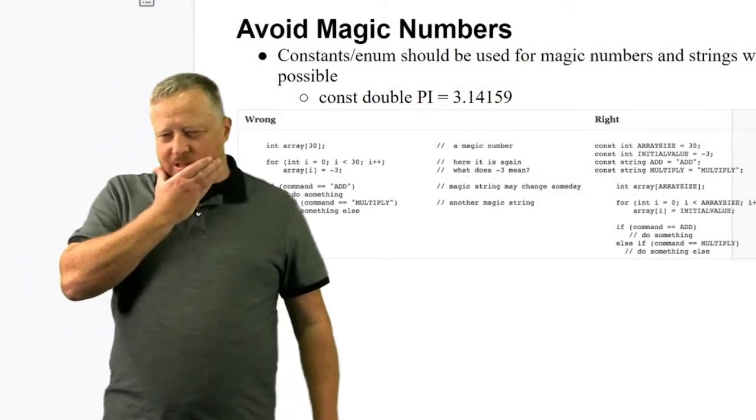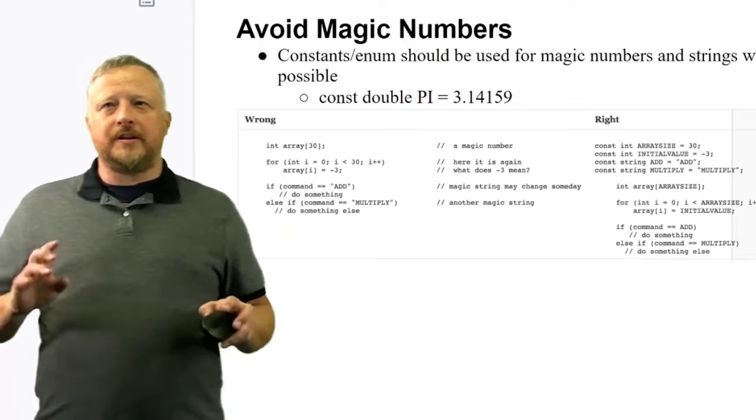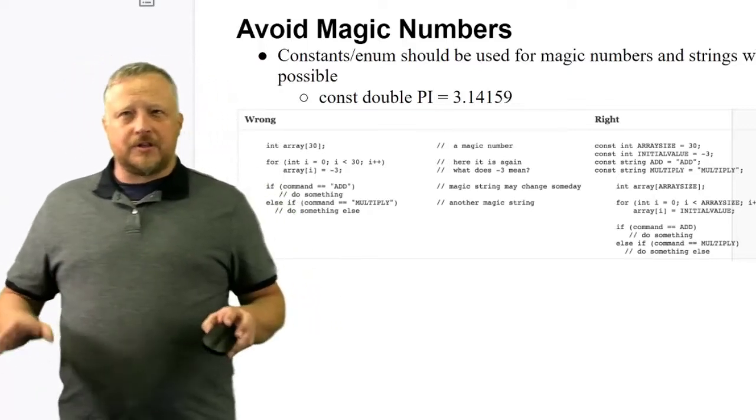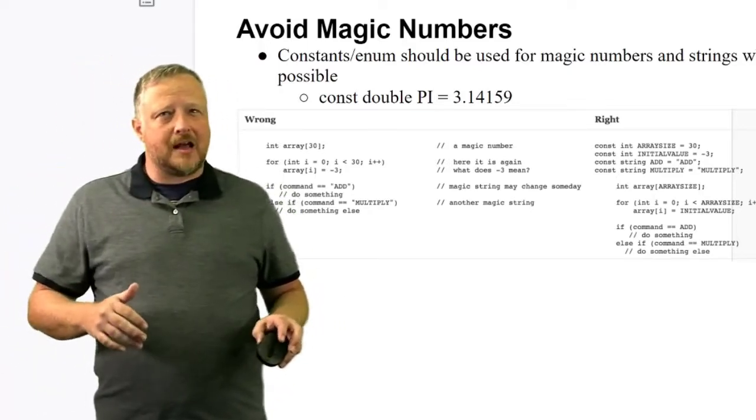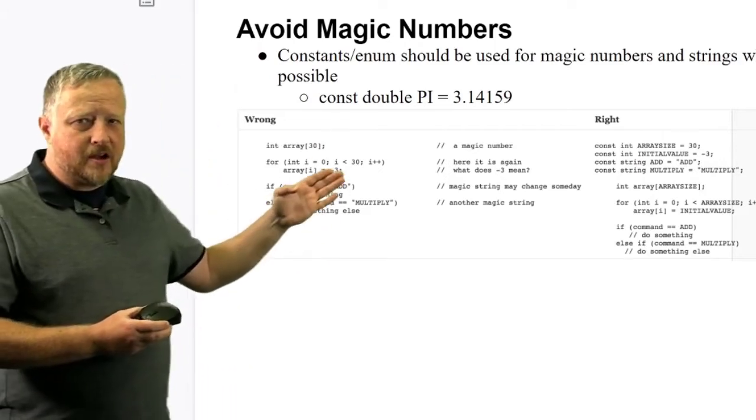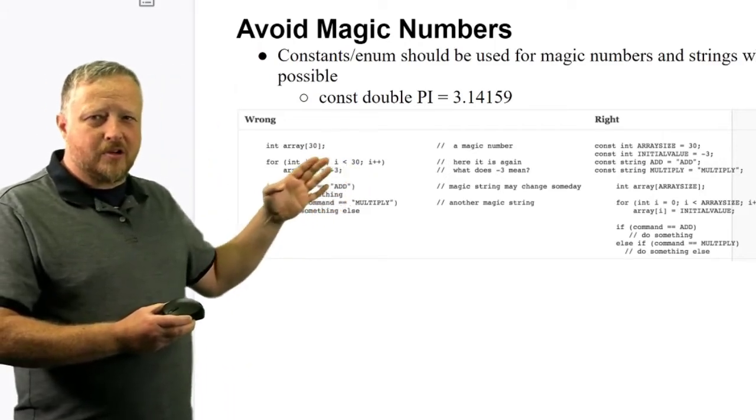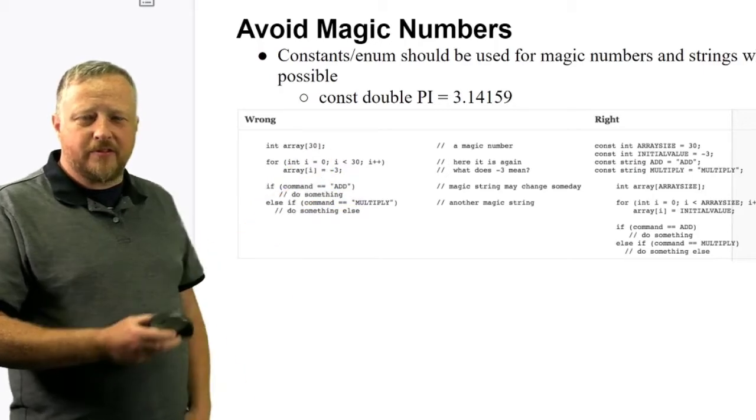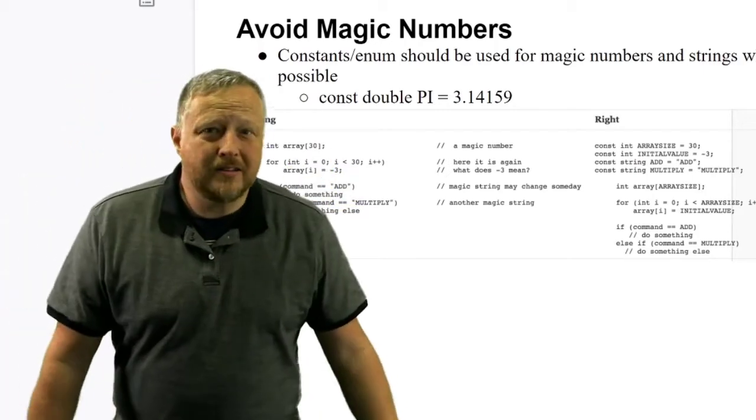Avoiding magic numbers. This one's amazing. I still get these from time to time in the upper level programming classes. In this example, I know I'm skipping some things here, I have a 30 that's right there in the array of 30. What the heck does 30 mean?